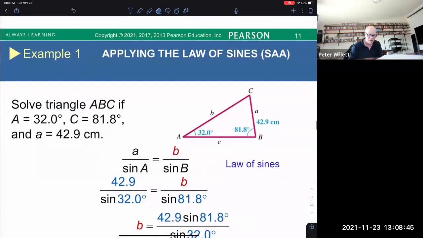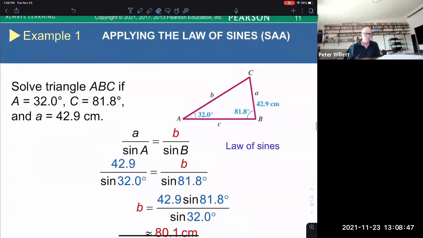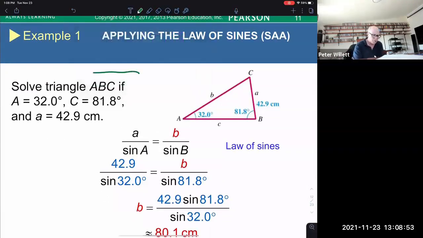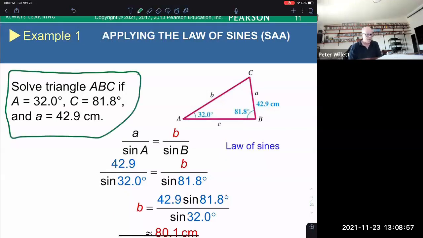So it says applying the law of sines here. So let's look at the description of the situation of the problem and then how they go about it. Solve triangle ABC if angle A is 32 degrees, angle C is 81.8 degrees, and side A is 42.9 centimeters. So first, let's take note of what they gave us. So they gave us two angles and a side.